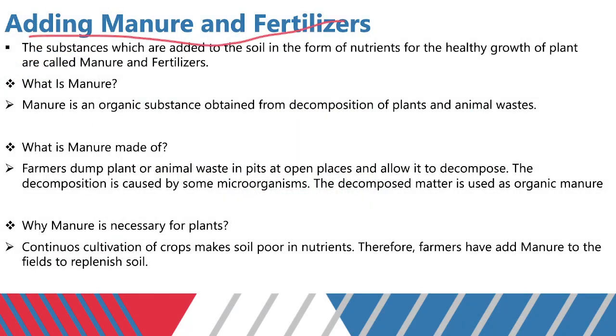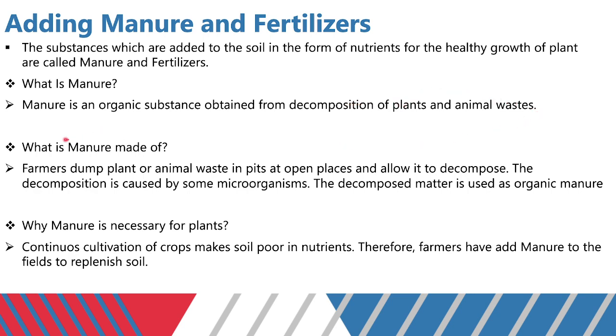Adding manure and fertilizers. The substances which are added to the soil in the form of nutrients for the healthy growth of plant are called manure and fertilizers. What is manure? Manure is an organic substance obtained from decomposition of plants and animal waste.